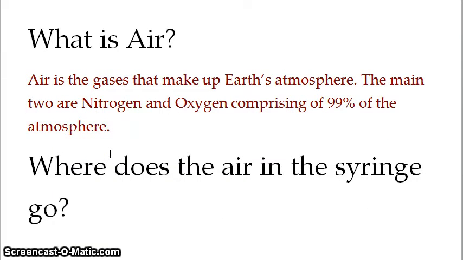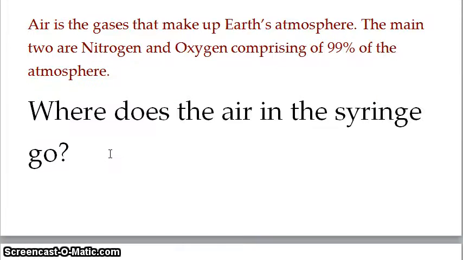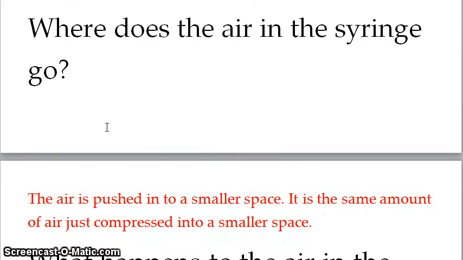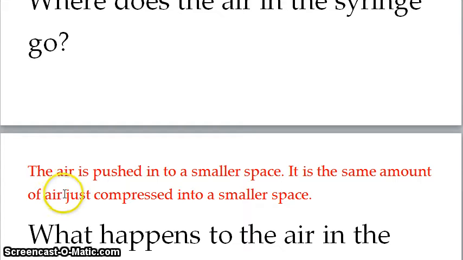There are a lot of other variable gases and other gases in smaller amounts that fill in that other 1%, but we'll go over them more later. Now, in the lab that we looked at in class, we were looking at gas in a syringe, and we're wondering, when we start to put it under pressure, where is the air going? The air is being pushed into a smaller space. It's the same amount of air, it's just compressed in a smaller space.